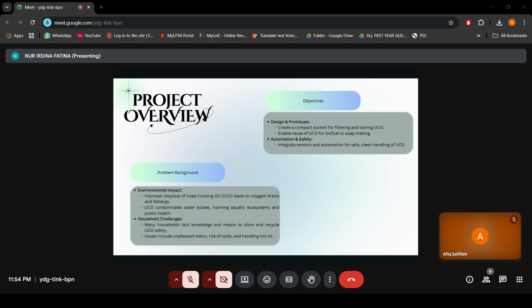So next, household challenges, where many households lack the knowledge and means to store and recycle used cooking oil safely. Second, issues include unpleasant odors, risk of spills and handling hot oil.